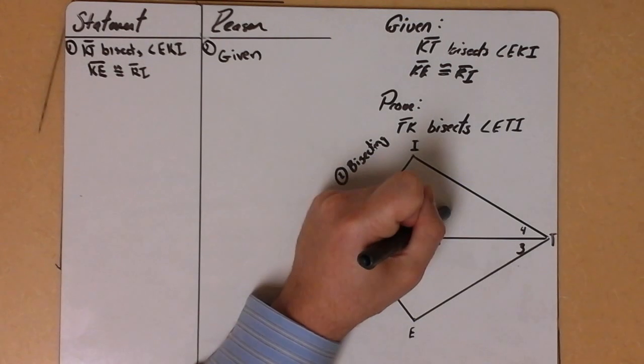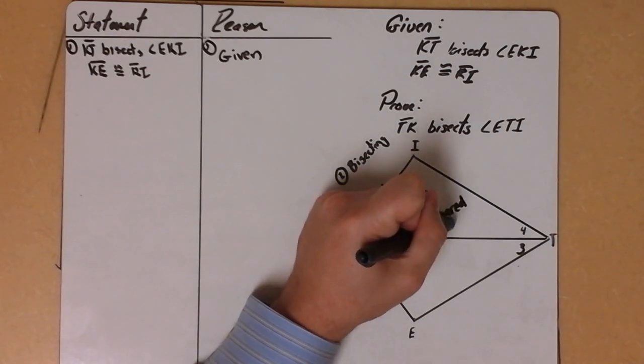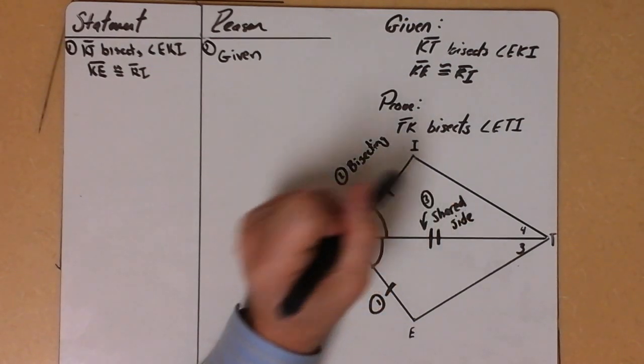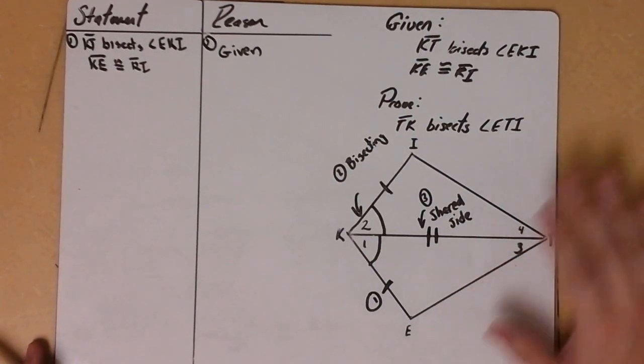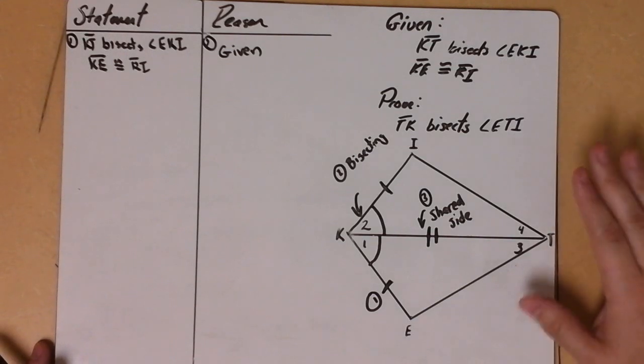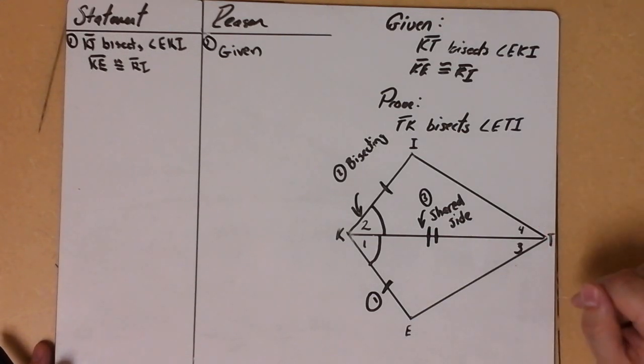Say shared side this time. Again, I want you to recognize reflexive, but the vocabulary is not something I want you to get hung up on. I want you to get hung up on the process of this. It really teaches you how to think.